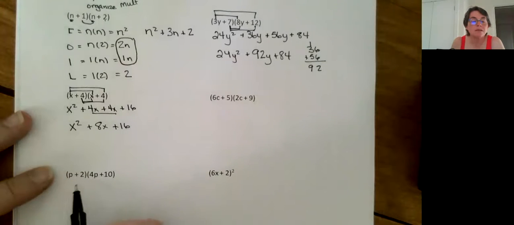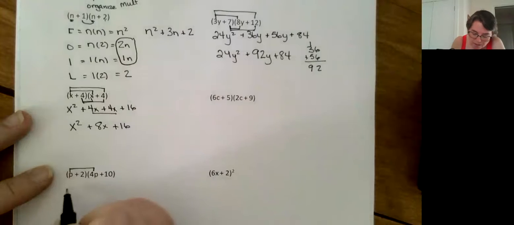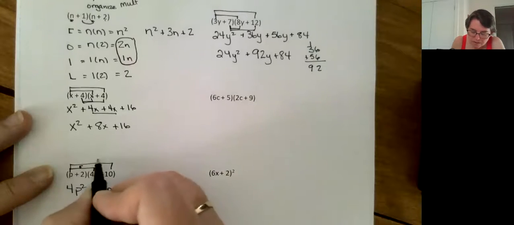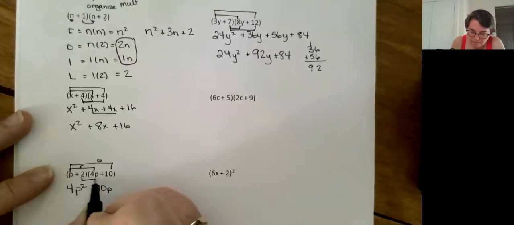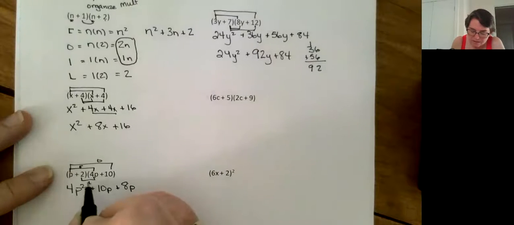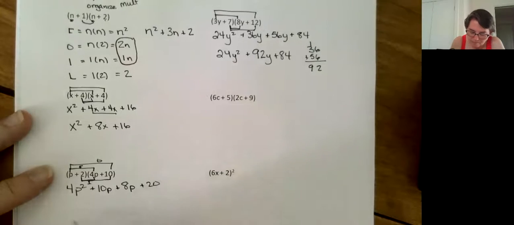All right, p plus 2, 4p plus 10. P times 4p is going to give me 4p squared. P times 10 plus 10p. So there's my first, there's my outside. Now we're going to do inside plus 8p and plus 20. 4p squared, because that's the only p squared I have. These two plus 18p plus 20.